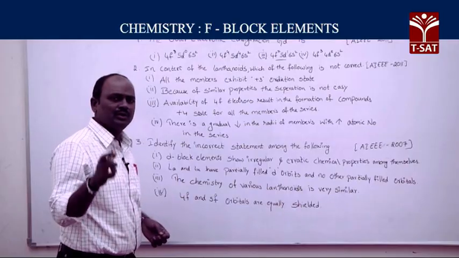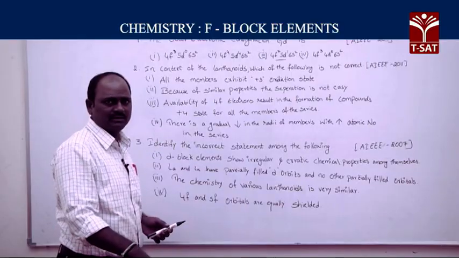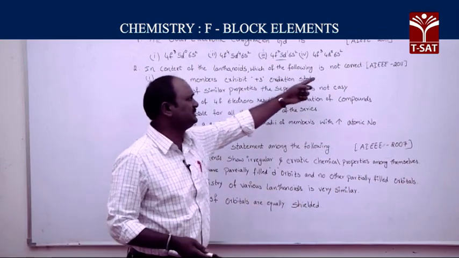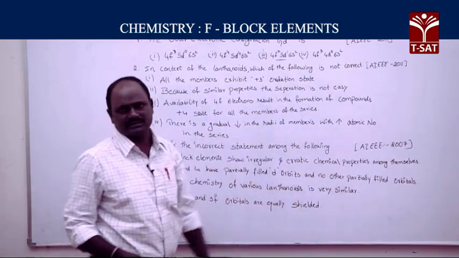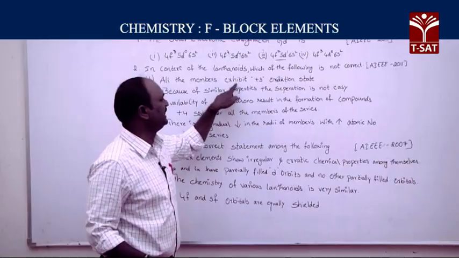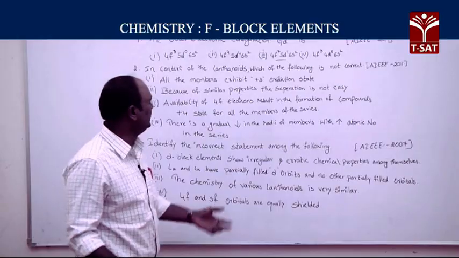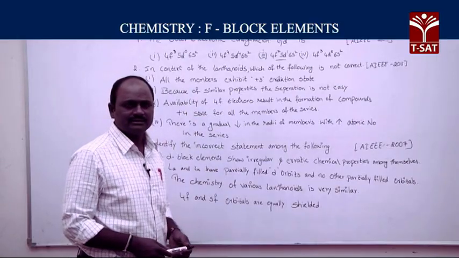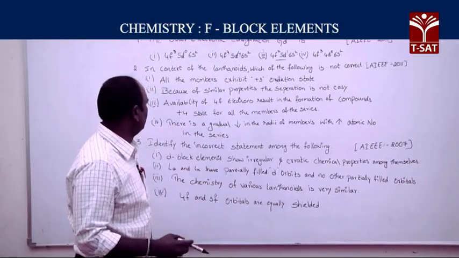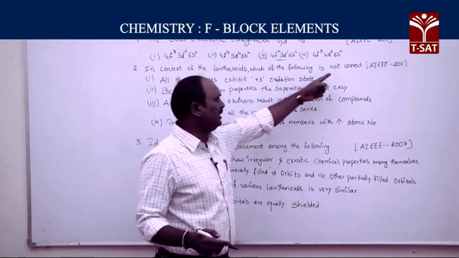The questions are of two types: positive questions and negative questions. This is not a positive question, it's a negative question, because the question is asking for the not correct statement. First one, all the members of elements exhibit +3 oxidation state. You know, already we have seen very clearly the lanthanides and even actinides normally exhibit the +3 oxidation state. That is a correct statement. But he is asking for the not correct statement.